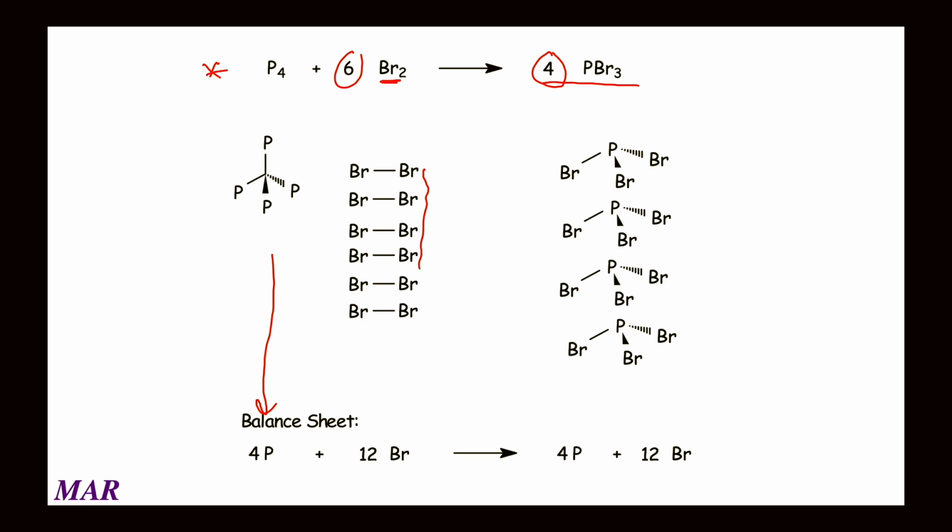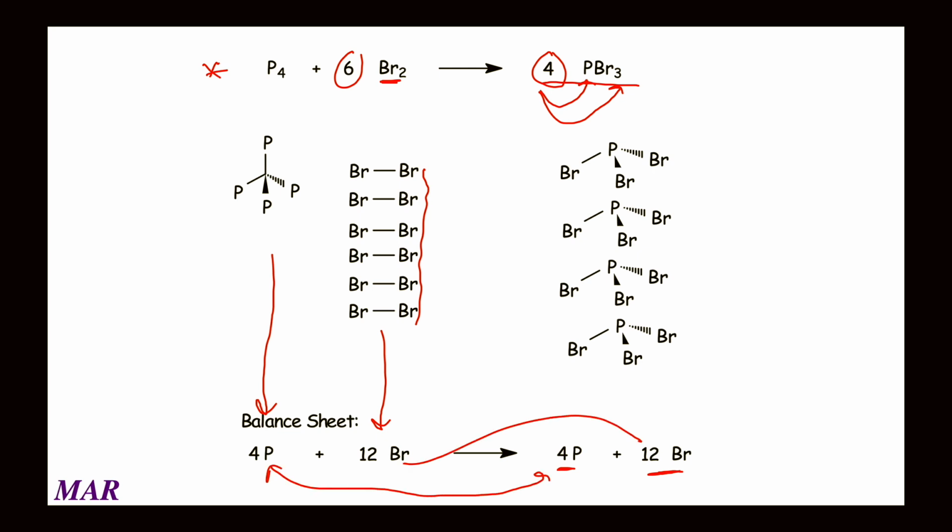Here's all the individual Br2s. That means you've got 12 bromine atoms. Now for the 4 PBr3s, that means you have 4 times 1, 4 phosphorus, and 4 times 3, 12 bromines. So if you figure this all out, 4 P's, 12 Br's, and guess what? Balanced. 4 phosphorus atoms on both sides, 12 bromines on both sides. So this is a balanced chemical reaction.